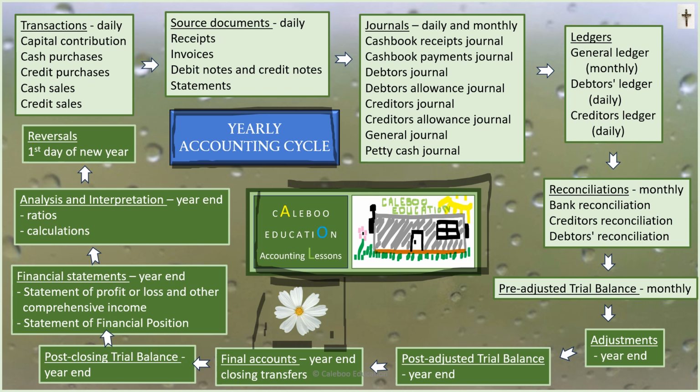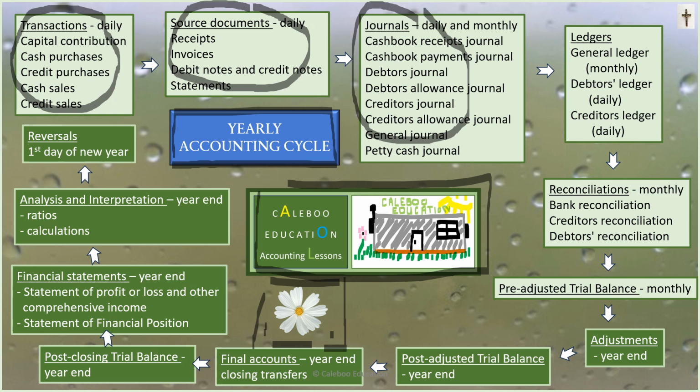And this is it, ladies and gentlemen. If you become a bookkeeper, you will be involved in this bookkeeping cycle, the yearly accounting cycle. But what will happen, transactions will take place. All those transactions will get recorded on source documents. The source documents are then recorded in appropriate journals. From the journals, the information is taken to the different ledgers.